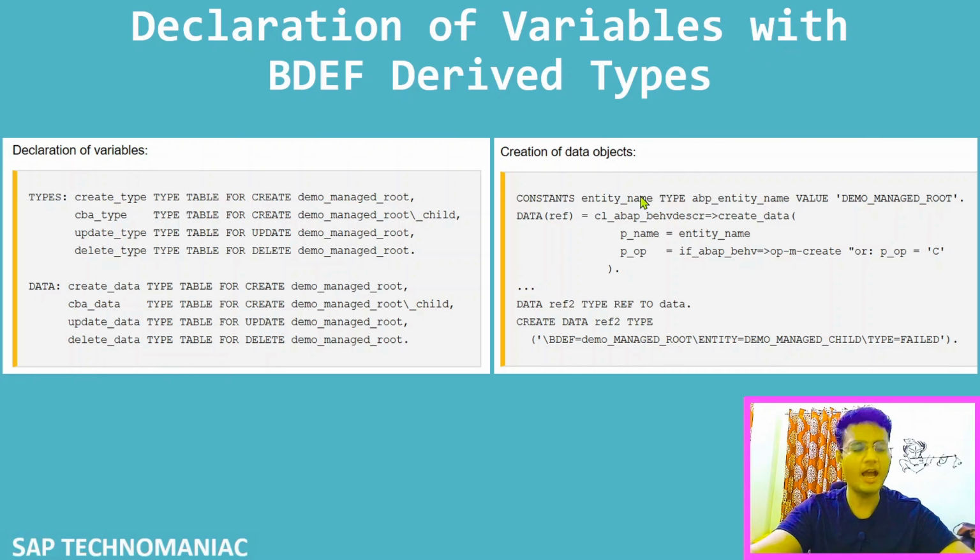In the data objects, I hope you know the difference between types and data objects. It is the same as classes and class objects: in the same way we have types and data objects. To create the data object, one way, as I told you, is to use the class directly, where we just give the entity name and the operation you want to perform. Or we can use this particular syntax, create data reference, where we pass the behavior definition name, the entity name, and the operation you want to perform. We will see all those things in detail in the upcoming video when we do the coding, but just to understand what a derived type is, I have explained it here.